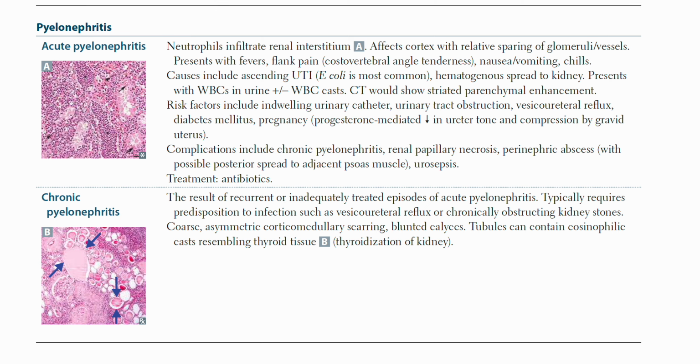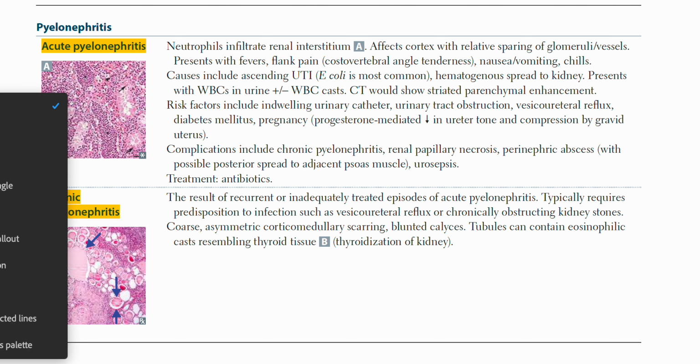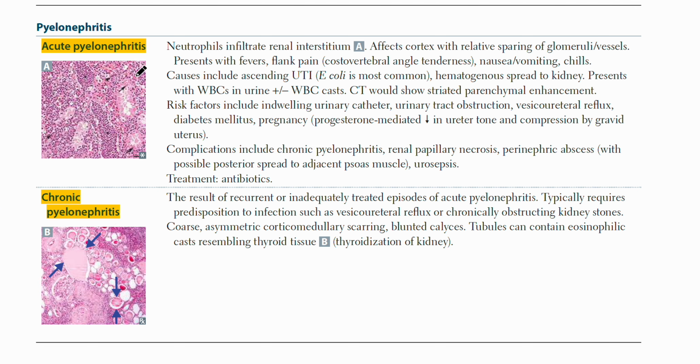So there are two types of pyelonephritis, acute pyelonephritis and chronic pyelonephritis, obviously, and they are of two different durations. So the duration specifies which it is, right? So neutrophils infiltrate the renal interstitium in this case. You can see all these blue dots, all of them are neutrophil infiltrates. These are tubules here, right?